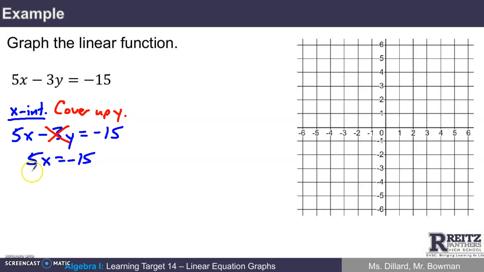And you can solve that for x. If you divide both sides of that equation by 5, you get x = -3. So the x-intercept is over here at -3, and let's go ahead and plot that point. That's the point (-3, 0).